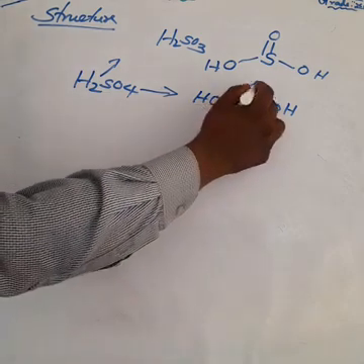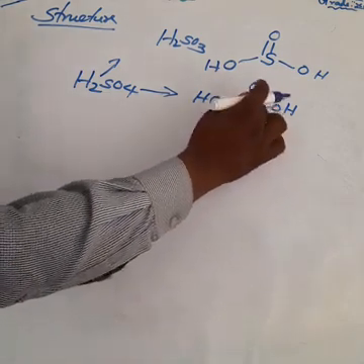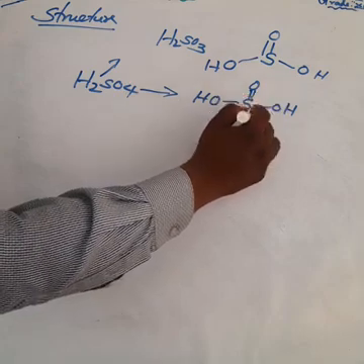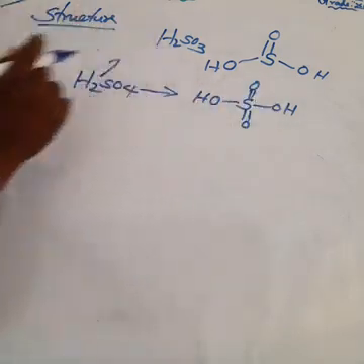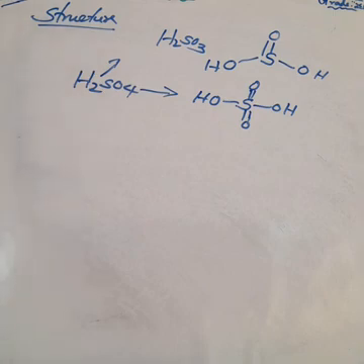So make the bonds, six bonds. One, two. There is a single oxygen atom, so make it two bonds. Above one, below one, oxygen double bond.